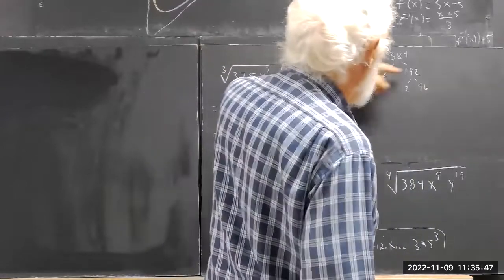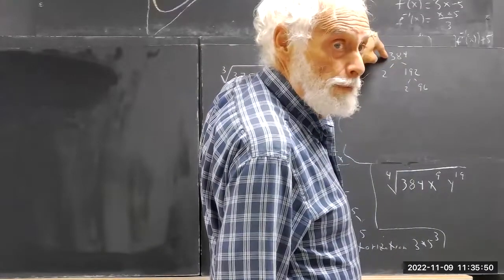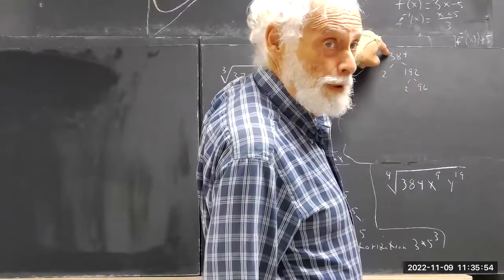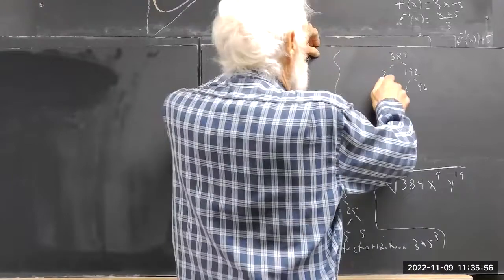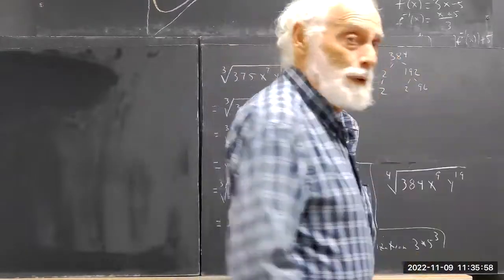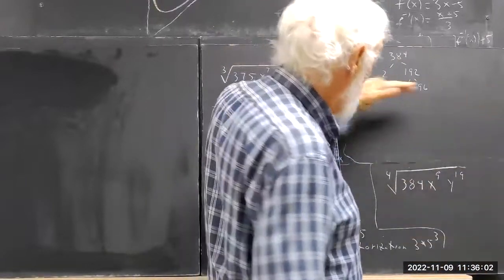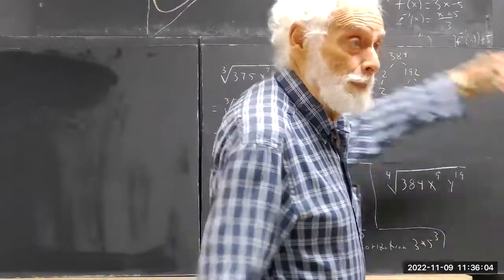Now, if I multiply 2 times 192, I get 384. If I multiply 2 times 96, I don't get 384. Why not? Because I didn't write this 2 down. And now, if I multiply them out, I still get 384, because I always want to be able to check that every row here multiplies out to my original number.